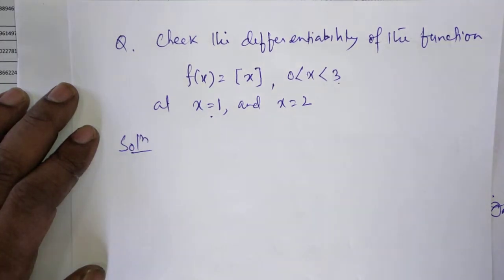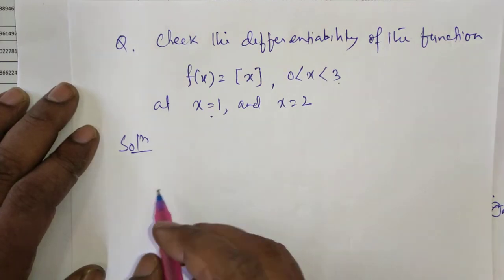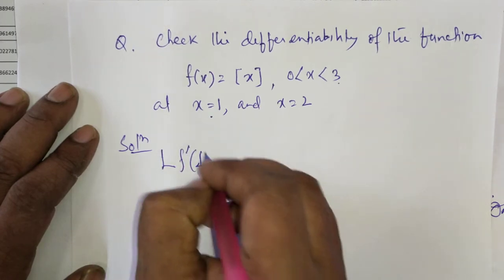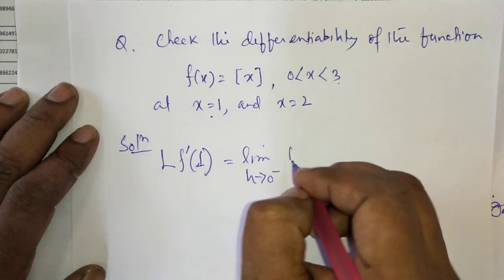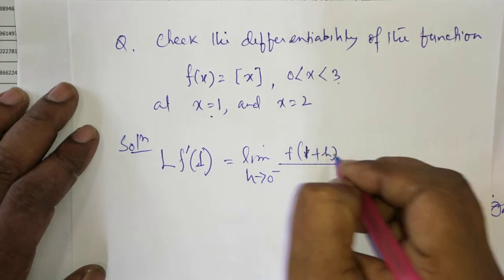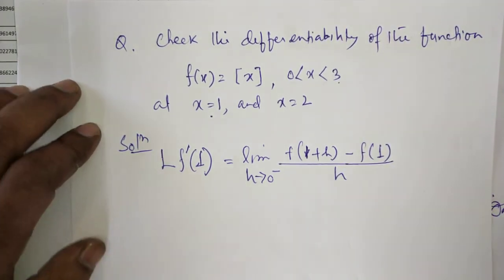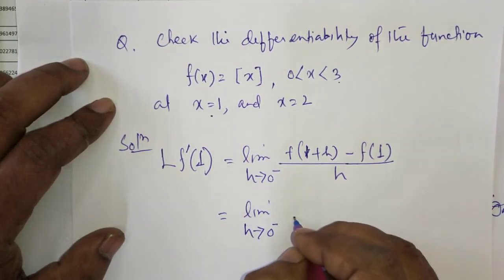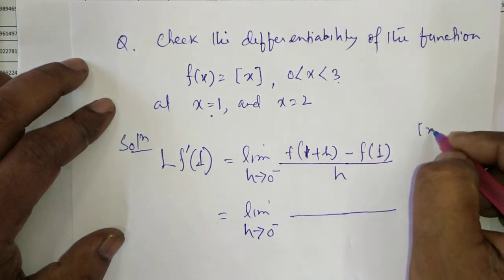So to check the differentiability at a particular point, you have to find out the left hand derivative L f dash 1. Formula is limit h tends to 0 minus f of 1 plus h minus f of 1 divided by h. Okay, so limit h tends to 0 minus, your function is what, box x.